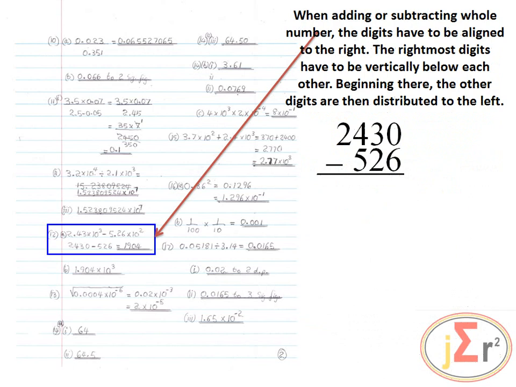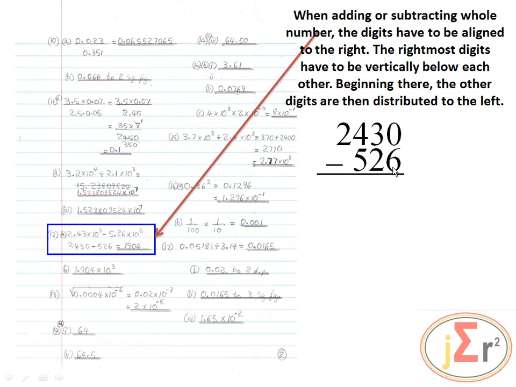And we will subtract. When adding or subtracting whole numbers, the digits have to be aligned to the right. Remember that for decimal fractions, the numbers are appropriately distributed on either side of the point, and the numbers are aligned in such a way that the points are vertically aligned. But with whole numbers, what do we know? The digits have to be aligned to the right. The rightmost digits have to be vertically below each other. Beginning there, the other digits are then distributed to the left. So we will begin after we have 2, 4, 3, 0.